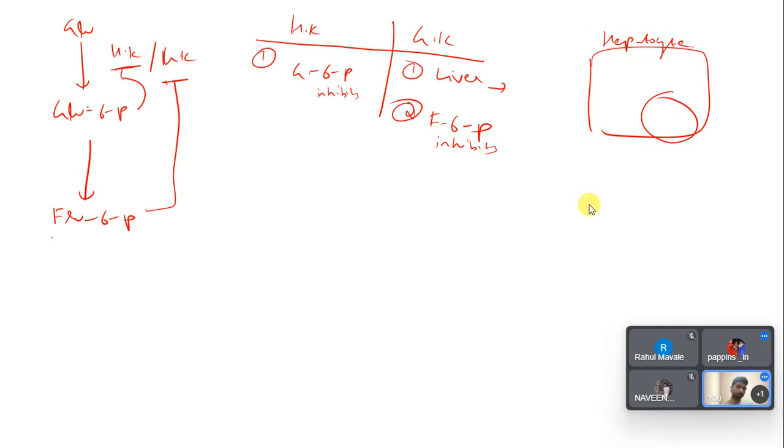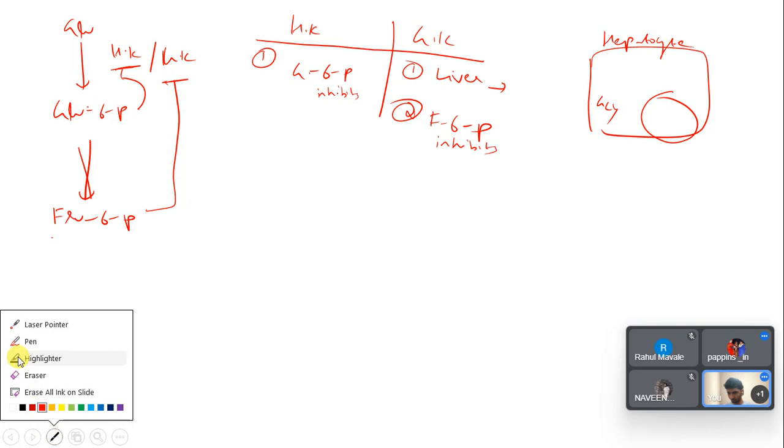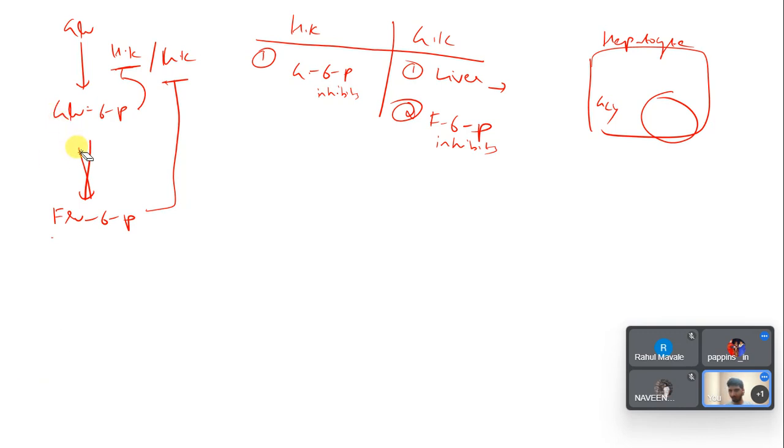Where do you think this thing is? We all know that glycolysis occurs in the cytoplasm. So, like you mentioned yesterday, all the enzymes are present in cytosol, right? So, do you think that glucokinase is also present in cytosol? Yes or no? Anyone?